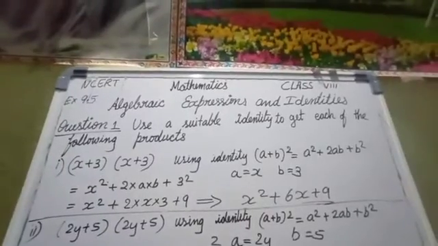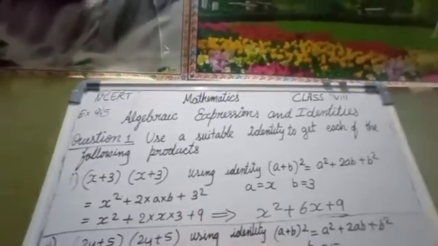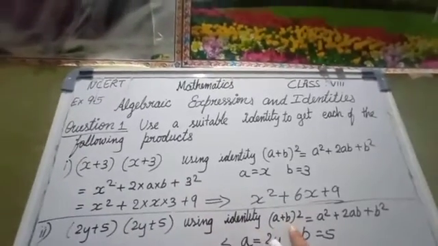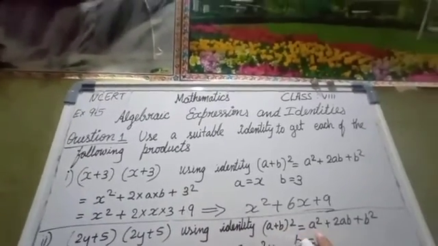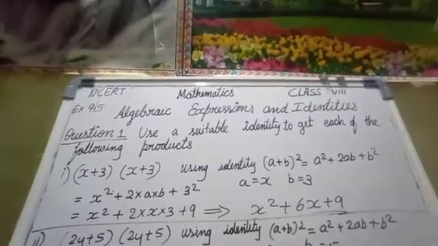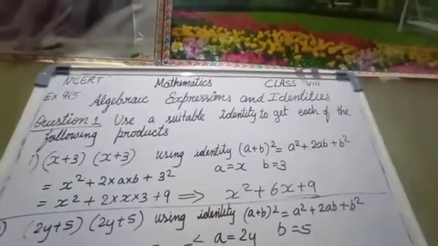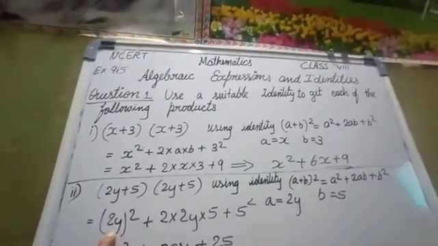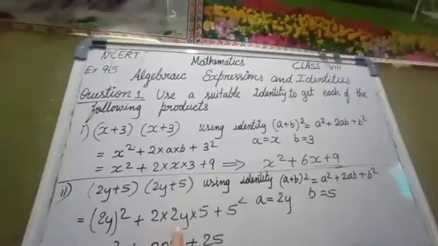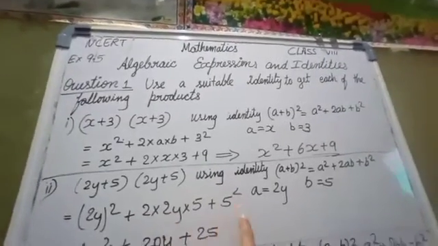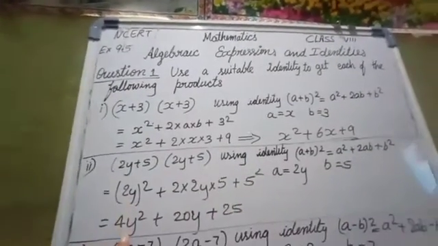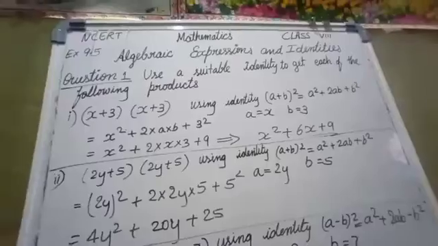(2y + 5)(2y + 5). Which identity can be used? The same identity, because it is a whole square, it looks the same. Using the identity (a + b) whole square is equal to a square plus 2ab plus b square, you can use this identity. A is equal to 2y, b is equal to 5. Where a square is there, let us write (2y) square, 2ab, 2 into 2y into 5, plus 5 square. So (2y) square becomes 4y square plus 20y.